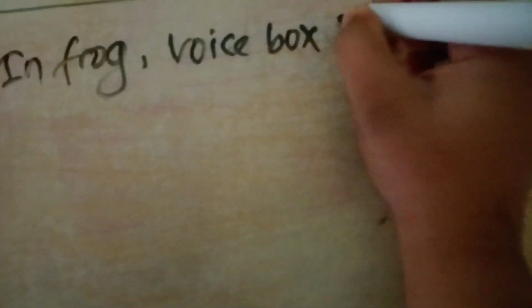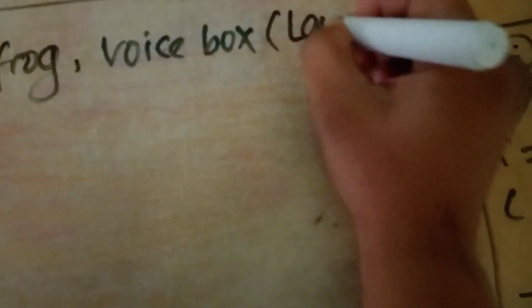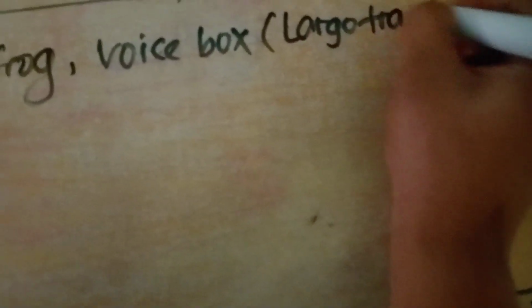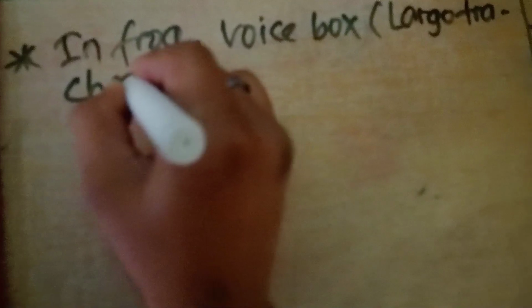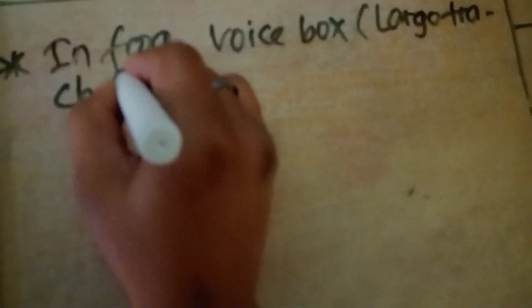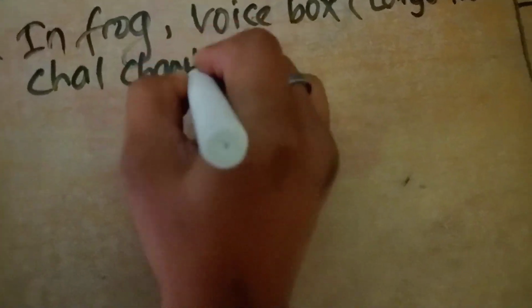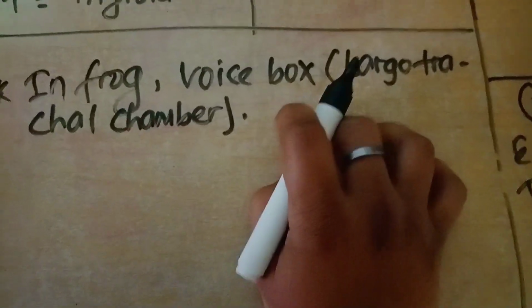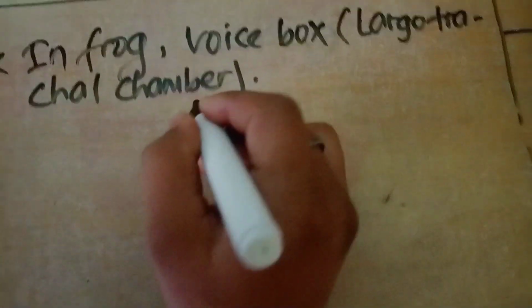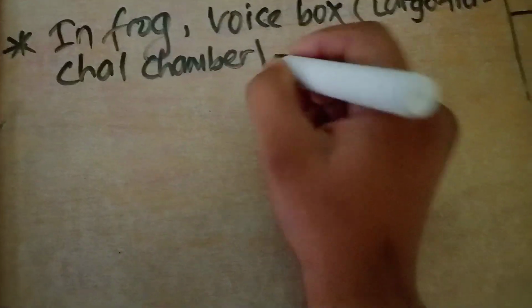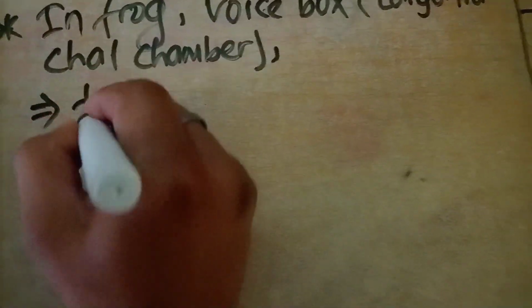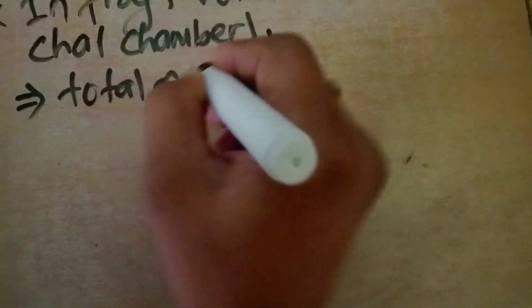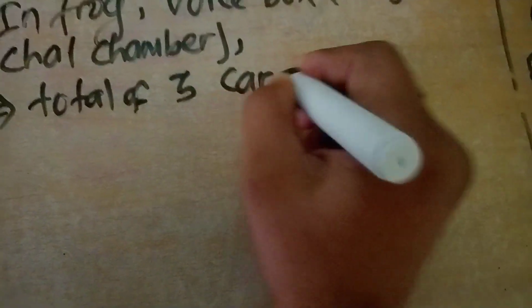In frog, the voice box is called the laryngotracheal chamber. Like in human beings the voice box is called larynx, in the same way in frog the voice box is called laryngotracheal chamber. In frog, the laryngotracheal chamber has a total of 3 cartilages.